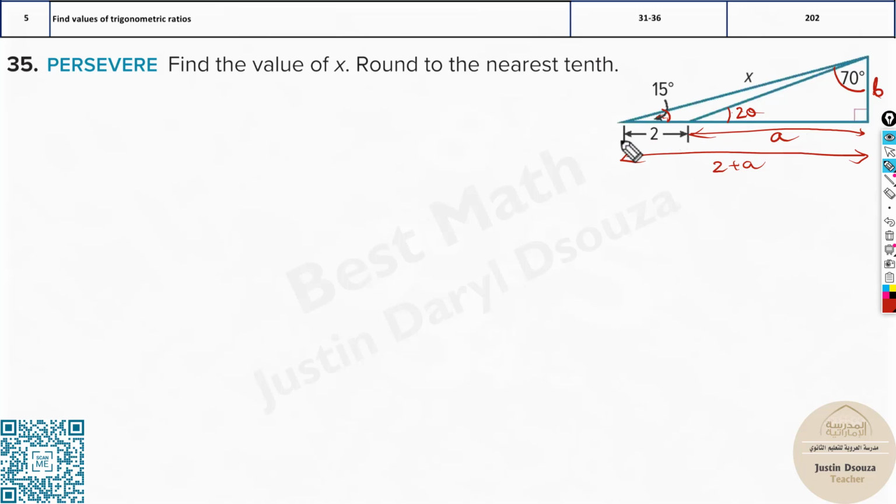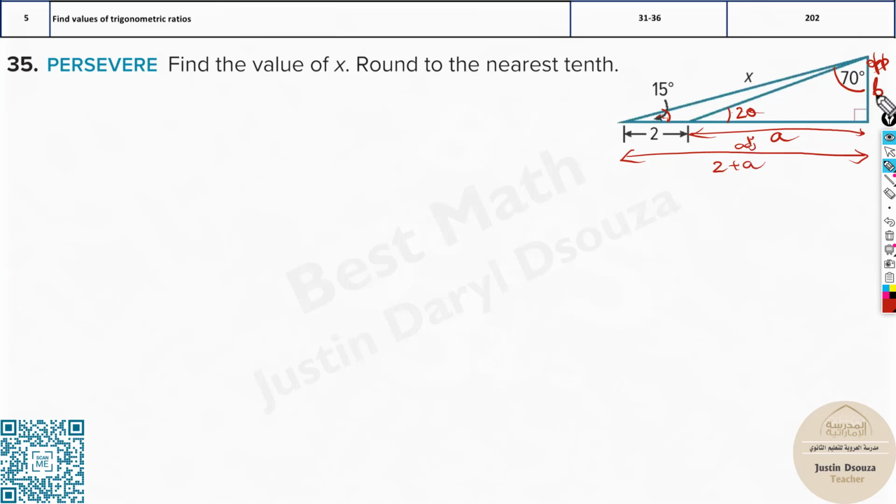A, and this is 2, so the total is 2 plus A. What I will do over here is, this is 20 degrees. I'll consider this to be theta. Which is the opposite side? This one, right? And which is this side? This is the hypotenuse, and this will be the adjacent.